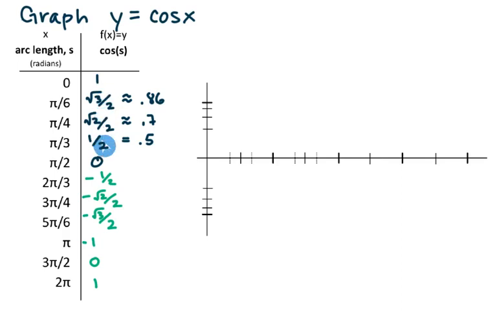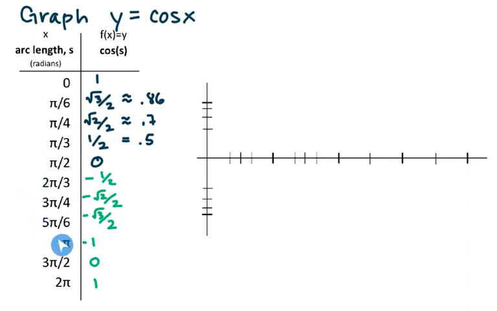So I've listed all my outputs here. Let's talk about what's happening in quadrant 1, from 0 to pi/2. We start at 1 and the values get smaller, decreasing to 0. So we have all those same values: 1, √3/2, √2/2, 1/2, 0.